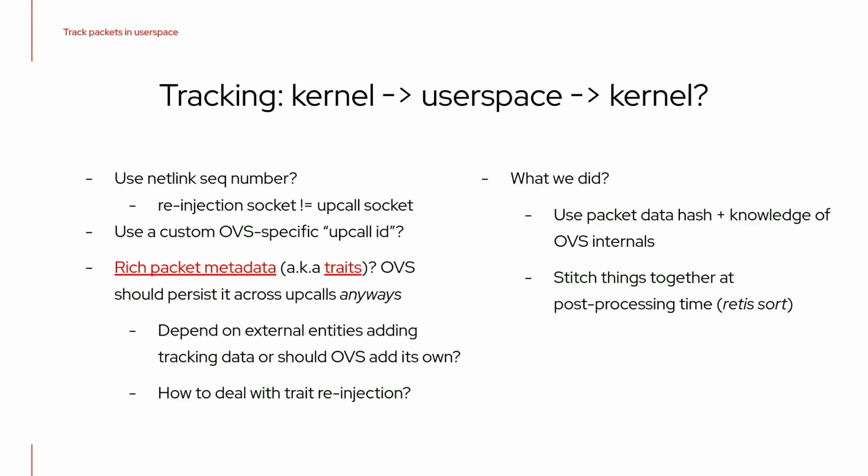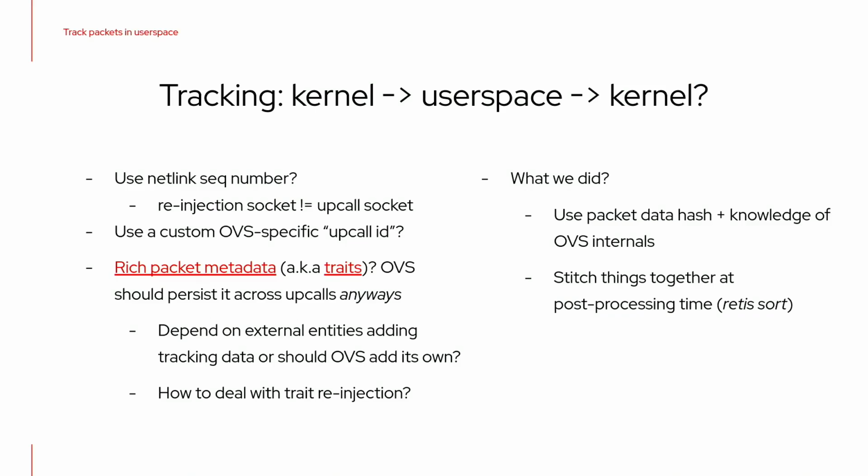We were tempted to start working on that, but then this rich packet metadata idea came up, which we already mentioned. And this packet metadata in OVS, we should persist it across upcalls anyway, if we don't want to break all of the tracking utilities that rely on it. So we might as well use it. There are still open questions, such as how are we going to reinject the traits? Are we going to use a blob, or are we going to understand the keys and values? But at least it looks like a promising way forward.